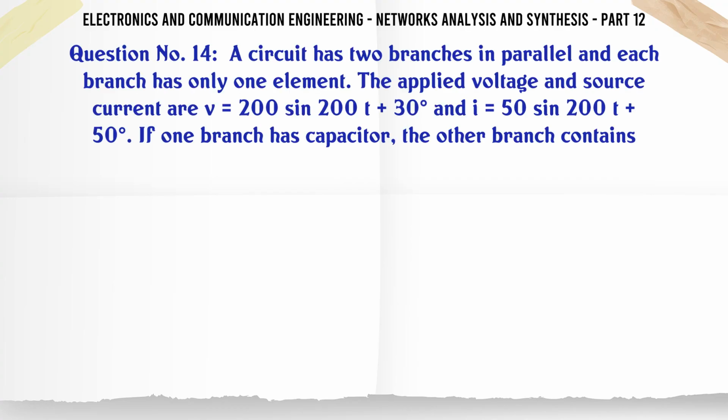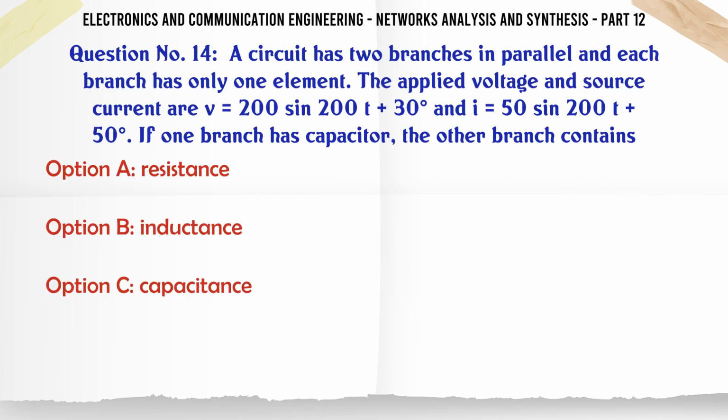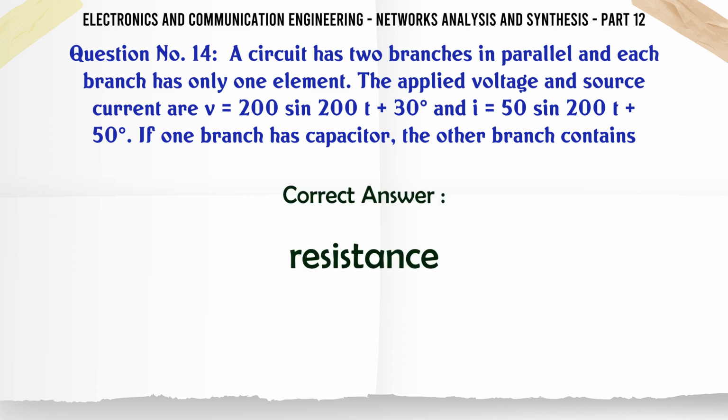A circuit has two branches in parallel and each branch has only one element. The applied voltage and source current are V = 200 sin(200t + 30) and I = 50 sin(200t + 50). If one branch has a capacitor, the other branch contains: A, resistance; B, inductance; C, capacitance; D, resistance or capacitance. The correct answer is resistance.